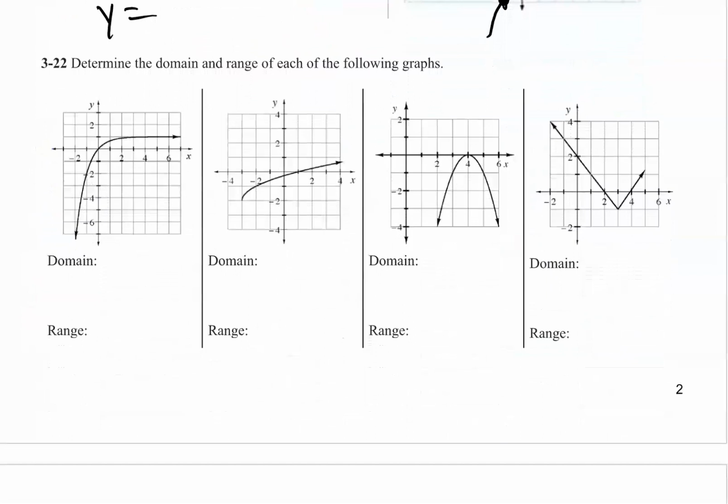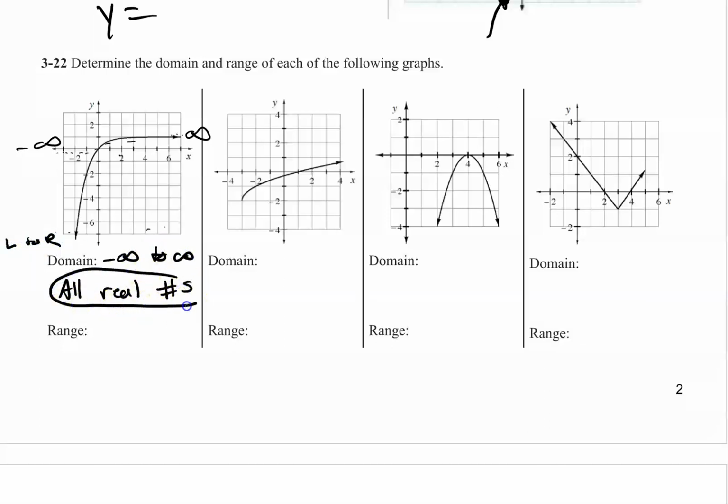Domain and range. Let's start with this one, 3-22. The domain, going from left to right. You can see that going towards the right, there's an arrow, and going towards the left, it goes down, but it keeps going left forever. So the domain is -infinity to infinity. Remember, domain is left to right. And the way we say that in math, when you have -infinity to infinity, it's all real numbers.